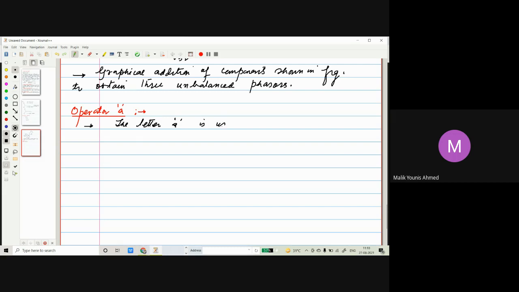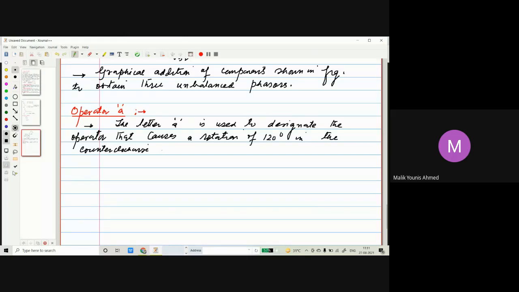is used to designate the operator that causes a rotation of, in this case it's not 90, it's 120 degrees in the counterclockwise direction.